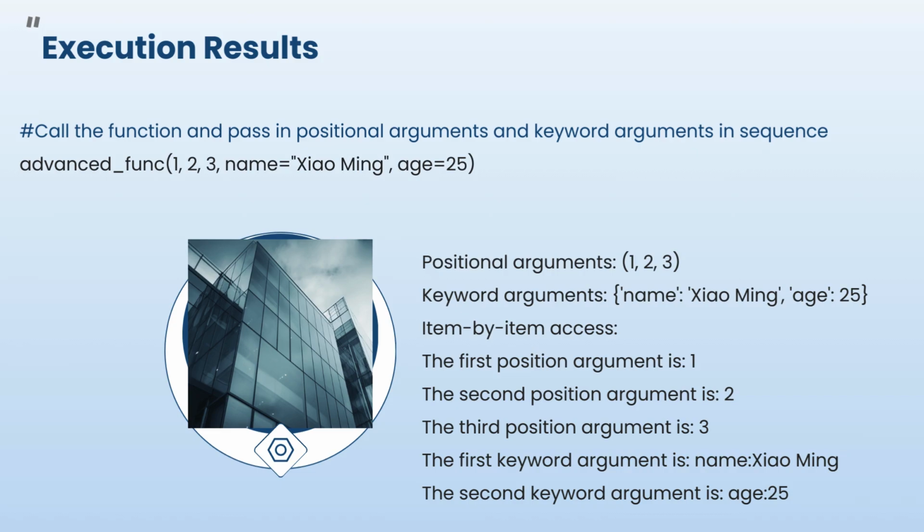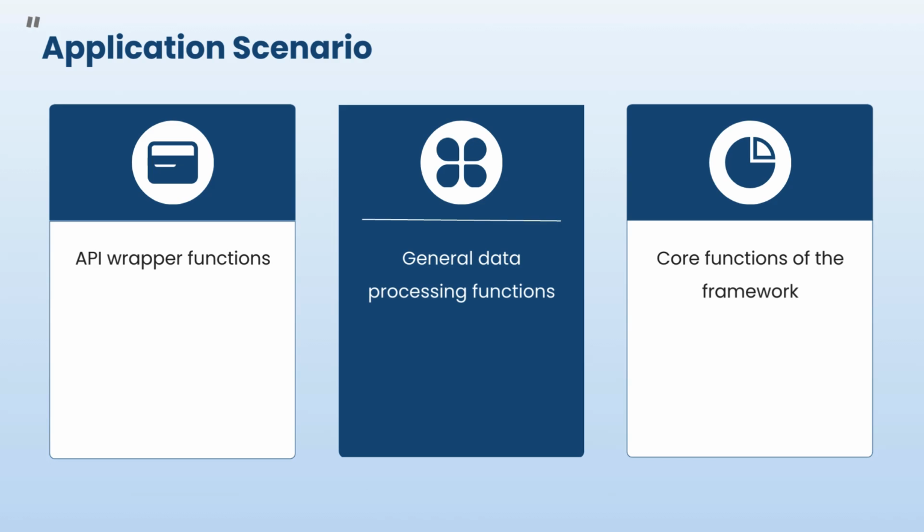Keyword argument 1, name, Xiaoming. Keyword argument 2, age, 25. Application scenarios. API wrapper functions, handling multiple input parameters and forwarding them to other functions.